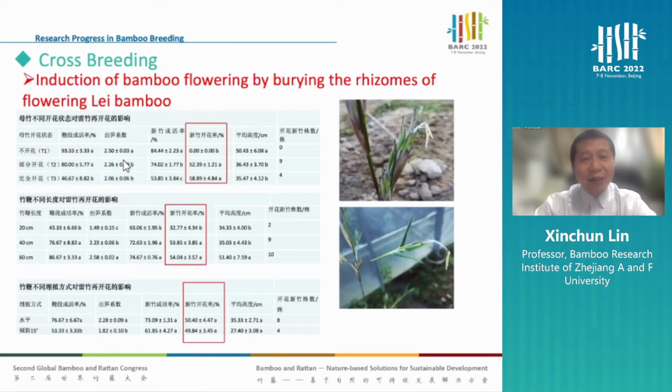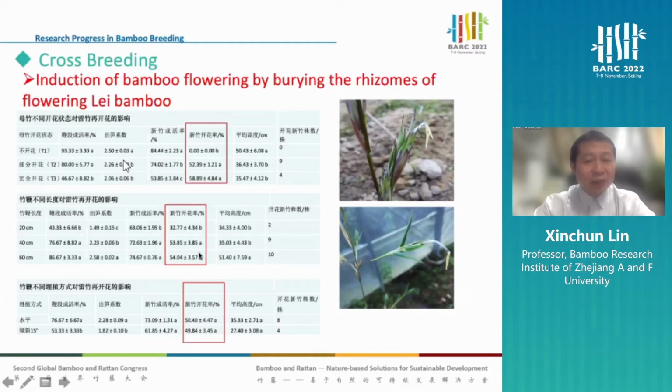And lei bamboo is very popular and widespread in Zhejiang. Usually in the bamboo forest, you can find flowered bamboo. So the rhizome of the flowered bamboo, after being replanted, will flower again. And usually the rhizome of the bamboo which will flower and which will not flower, after being buried, actually the crossbreeding of both could reach more than 50% of the flowering rate.